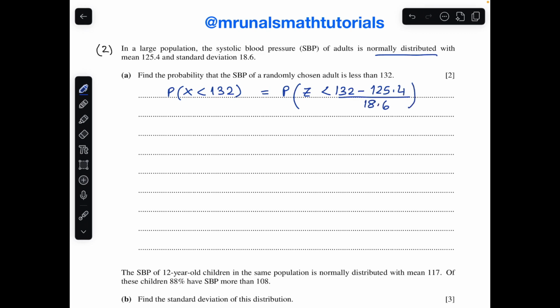So this works out to be, use your calculators for that, z less than 0.355. Remember, z-score has to be given to 3 decimal places. This works out to be 0.6387, which you can round off to 0.639. You must round your answers to 3 significant figures at the end.